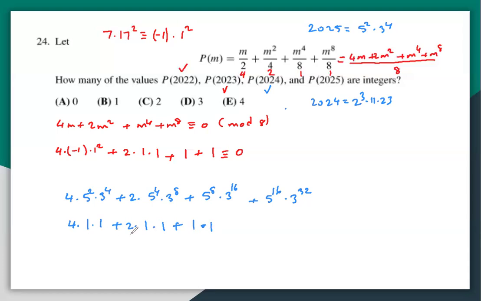So we got 4, 2. Okay, so that should be one more, another 1 right here. And then this is also 1. That's 8. So that's congruent to 0. So that means this is also an integer. So based on this, I got 4 of them to be integers. Okay, so that was number 24.